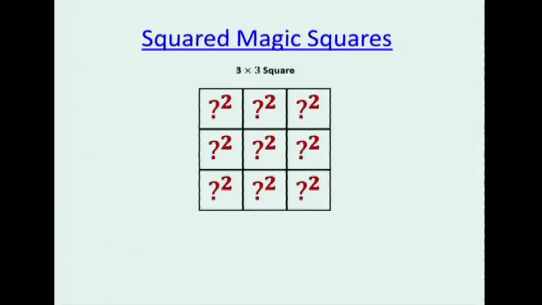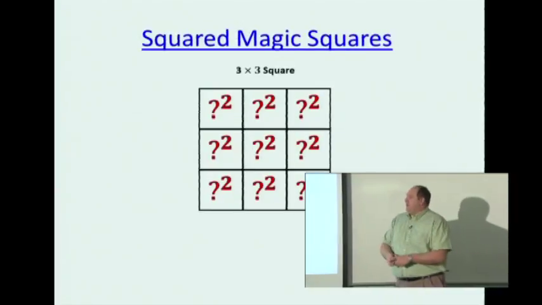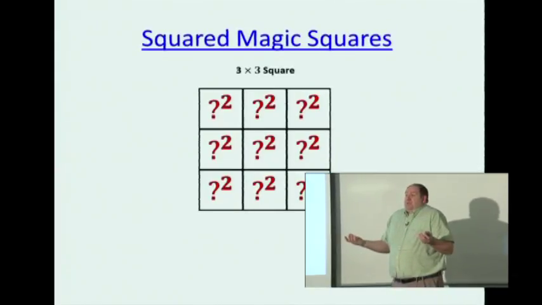Okay, so we saw 1 was possible for a 3 by 3. What about for a 4 by 4? Or, I'm sorry, we saw it for 4 by 4. What about for 3 by 3? Well, the answer is no one knows.